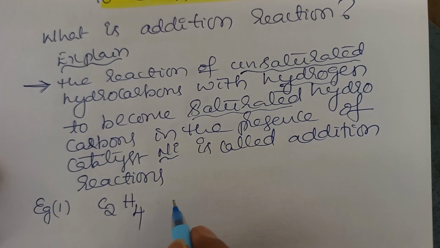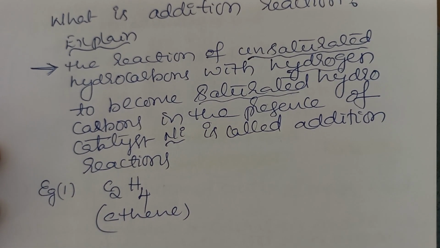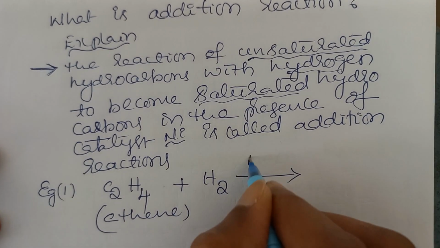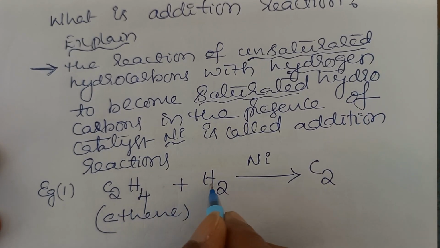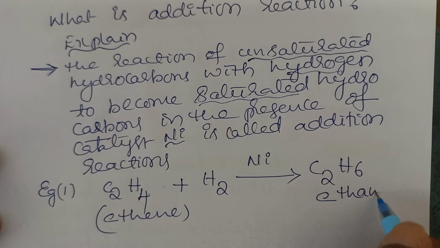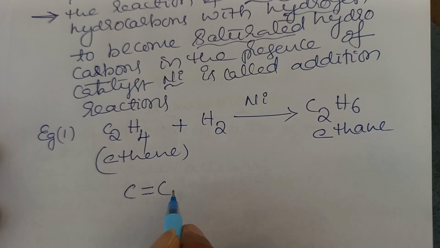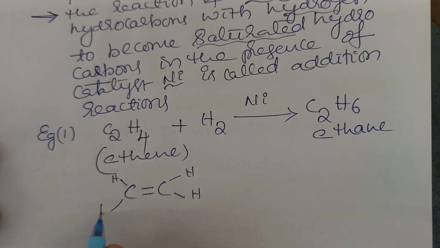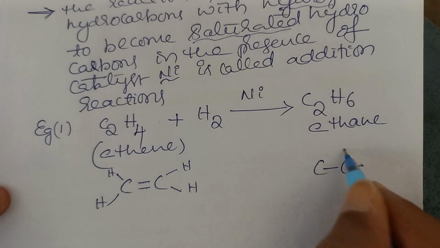C2H4. So this is ethene. It is combining with hydrogen gas in the presence of catalyst nickel, and the formula becomes C2H6, and this is ethane. And here between the carbon atoms a double bond is there, and here only single bonds.